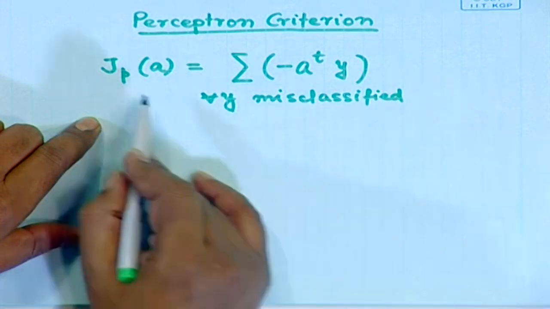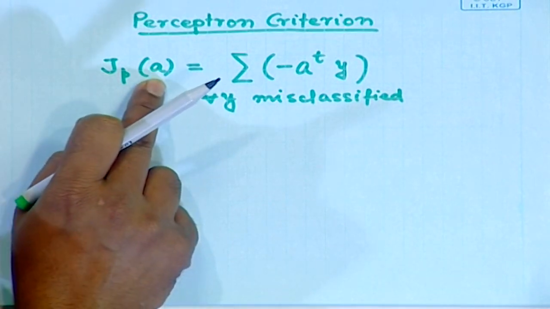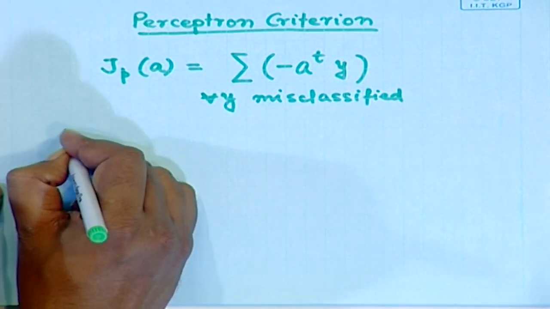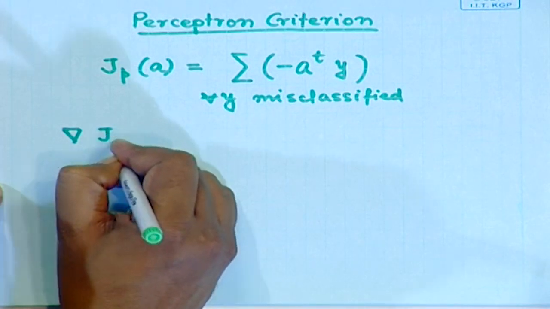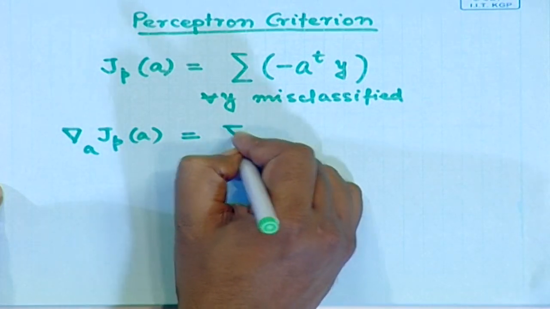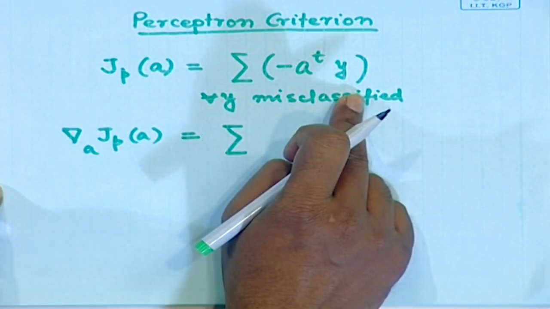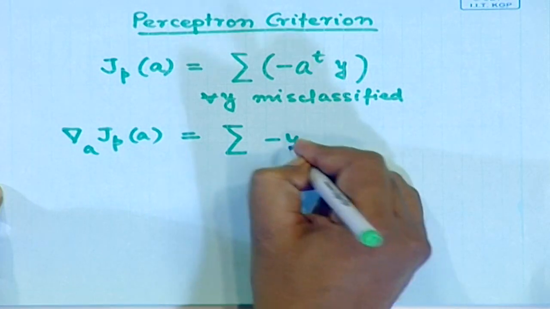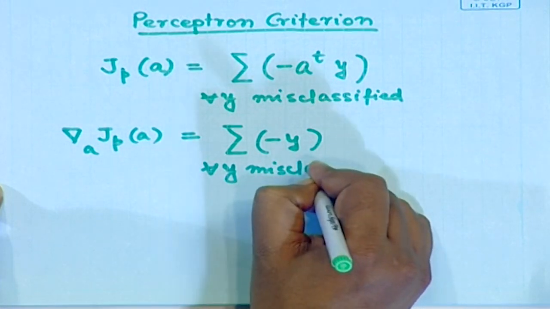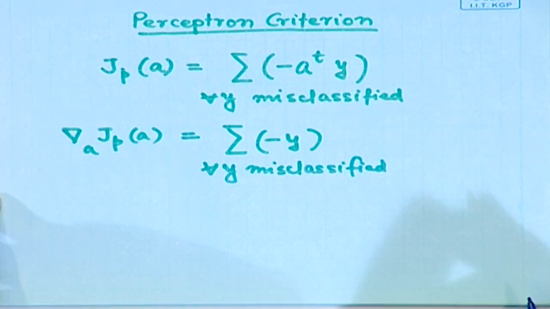Is that okay? If I want to apply the gradient descent procedure, then I have to take the gradient of JPA with respect to the weight vector A. So I will have grad of JPA with respect to A, which is nothing but the sum of, if I take the gradient of A transpose y with respect to A, it simply becomes y. So it is simply the sum of minus y for all y misclassified. Is that okay?